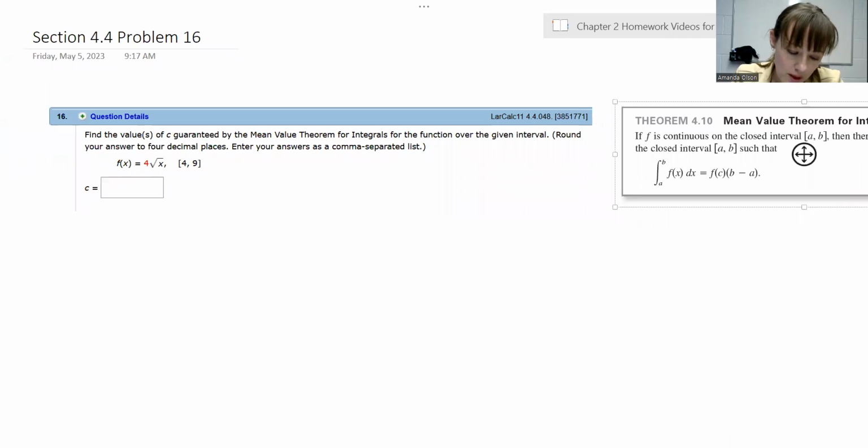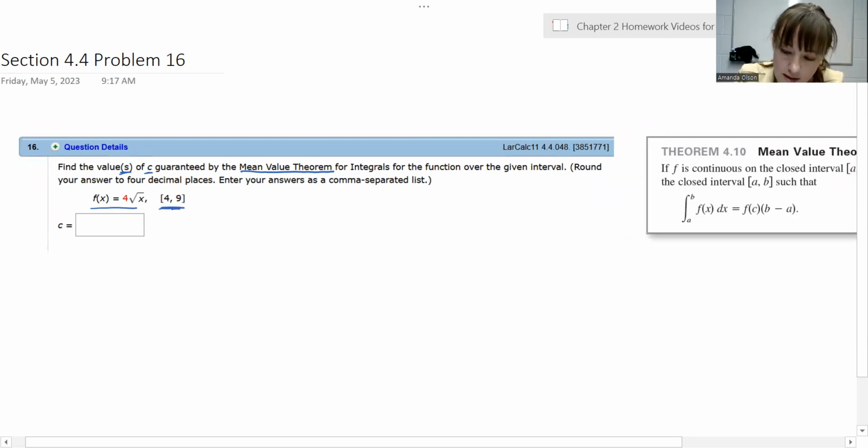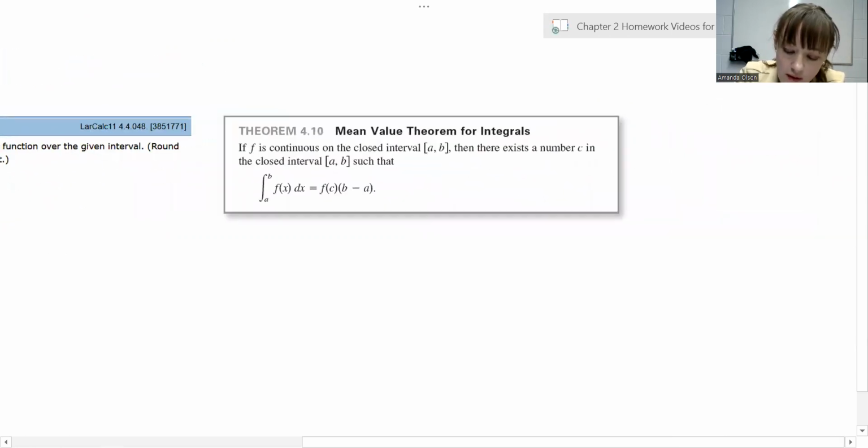So I've pulled this problem number 16 from my homework set. This problem asks us to find the values of c guaranteed by the mean value theorem. We might have more than one, for the function f of x over the given interval from 4 to 9. So the key is we're working with that mean value theorem. I have the mean value theorem here on the right.